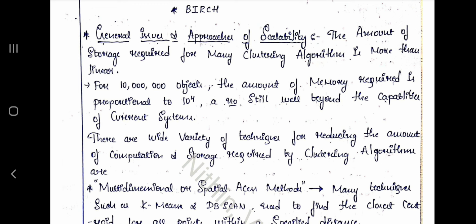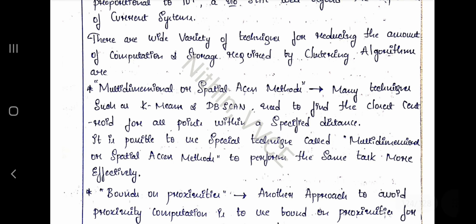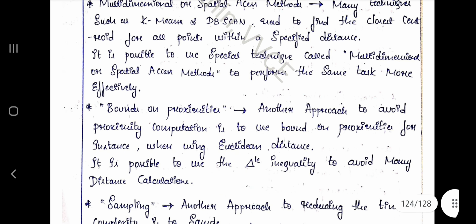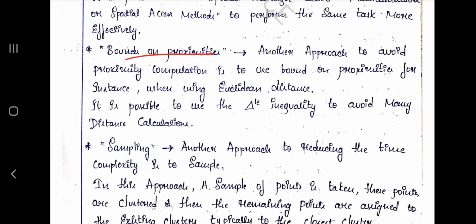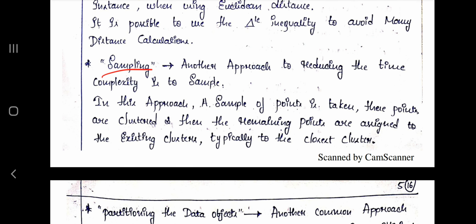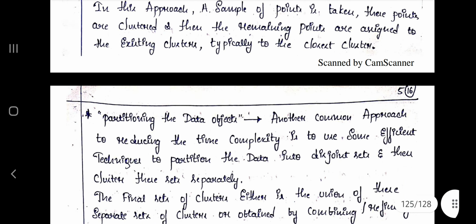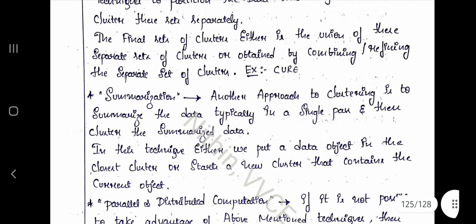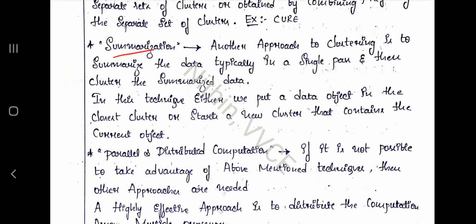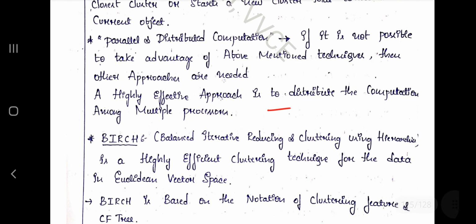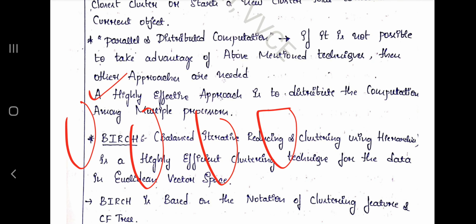What I'll tell you, just remember that for many objects you cannot do it. That's the first issue. Second thing is multi-dimensional spatial access methods. Multi-dimensional means many factors will be there, so it's hard to access. Bounds on proximities means you cannot calculate the distance between all the data points. That's the third one. Sampling means if you form it into small groups, it will be very easy to do. Partitioning means the same as sampling, write the same theory. Summarization means you summarize one thing and it will be applicable to all the things. Parallel or distributed computation means that at the same time you will be processing many things at the same time.